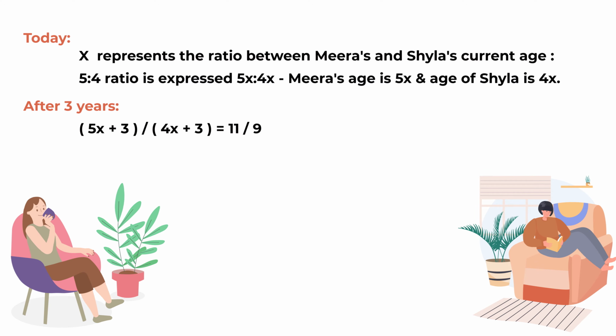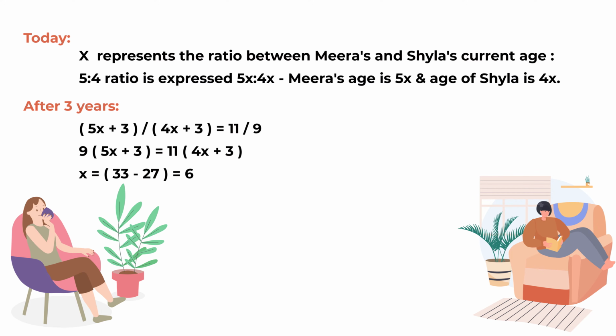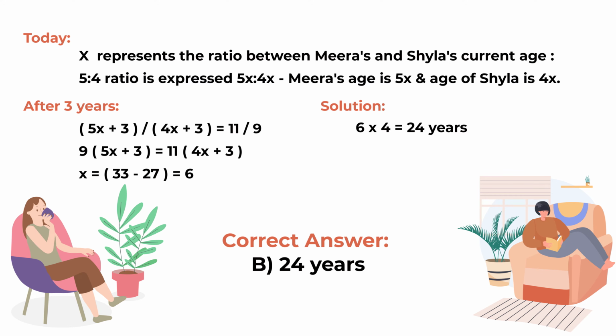After simplification, we will have 9 multiplied in parentheses 5x plus 3 equal 11 multiplied in parentheses 4x plus 3, which means that x will be equal to 33 minus 27, which would be equal to 6. So to calculate the present age of Shyla, we need to multiply 6 by 4, which was her ratio in the initial equation for the current age, which would be equal to 24. So the correct answer is choice B, 24 years old.